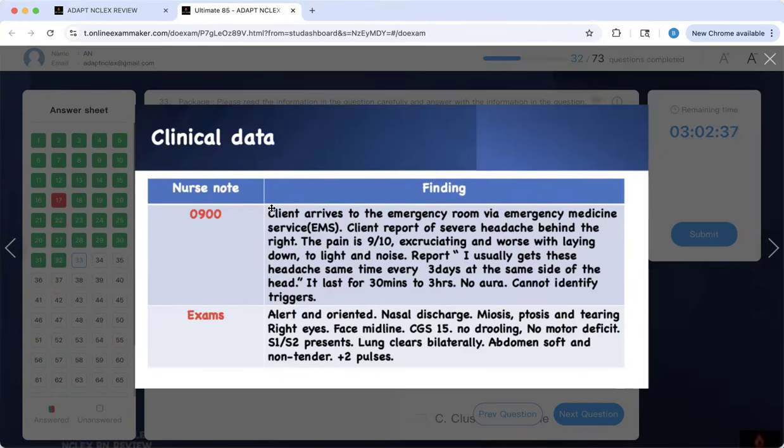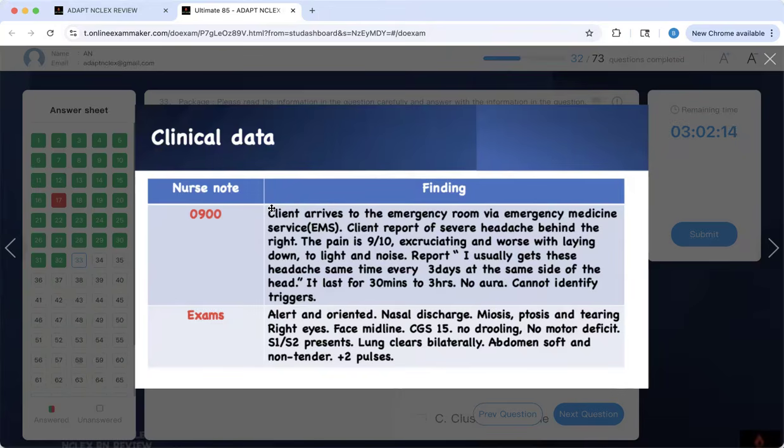And excruciating, and worse with what? Lying down, light and noise. The client reports, I usually get this headache, a big word, at the same time every 3 days on the same side of my head. It lasts for 30 minutes to 3 hours. There's no aura. I cannot identify triggers.